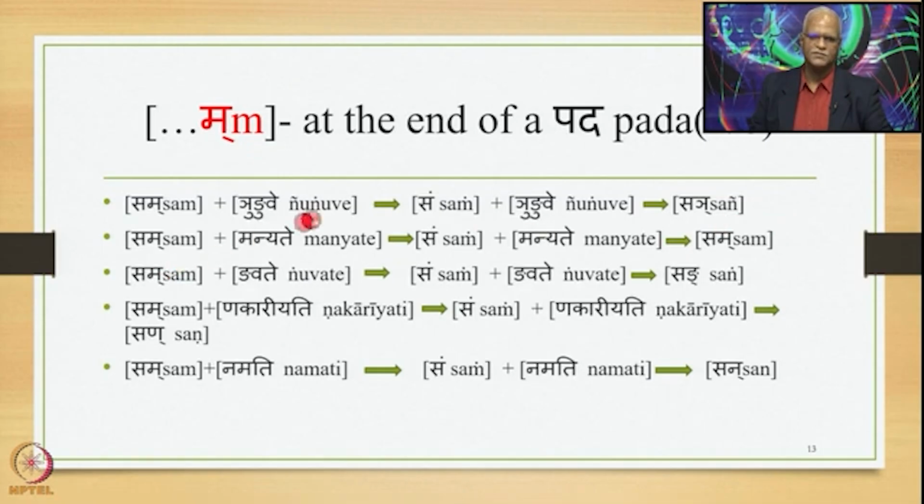Then we have sam plus manyate, ma at the end of a pada followed by another hal. So this m is then substituted by an anuswara. After the application of 8323, we get sam manyate as the output, and then 8459 applies and substitutes this anuswara by the nasal parasavarana of m, which is sam. So we have sam plus manyate optionally, and then we also have sam manyate.